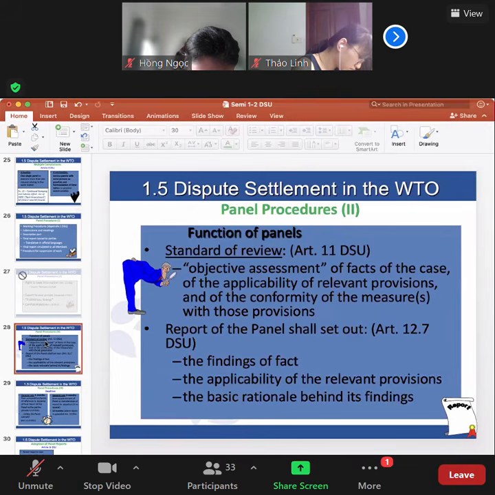Now here, as Nga has just asked, what exactly is the panel going to do, and what is the difference between the panel and the appellate body? Now, here's the thing you need to have in your mind. When we talk about the functions of the panel, please stick to Article 11.